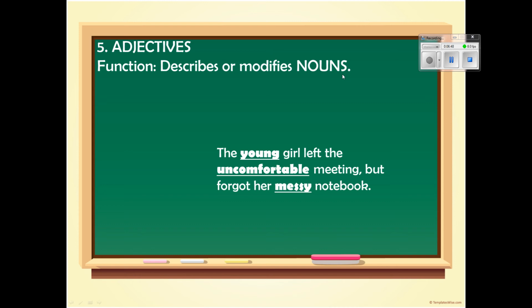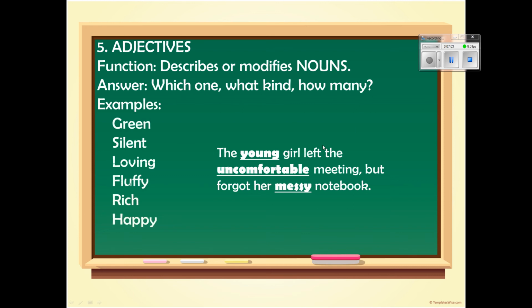Adjectives describe nouns. They allow us to see what's real in the world. We can see the girl is young. We know how that meeting felt. And we know what your notebook looks like. Adjectives describe. Usually they describe which one, what kind, how many, all the colors in the world, the sound description, sight, smells, touch, taste, feelings, typically are all adjectives that help describe.